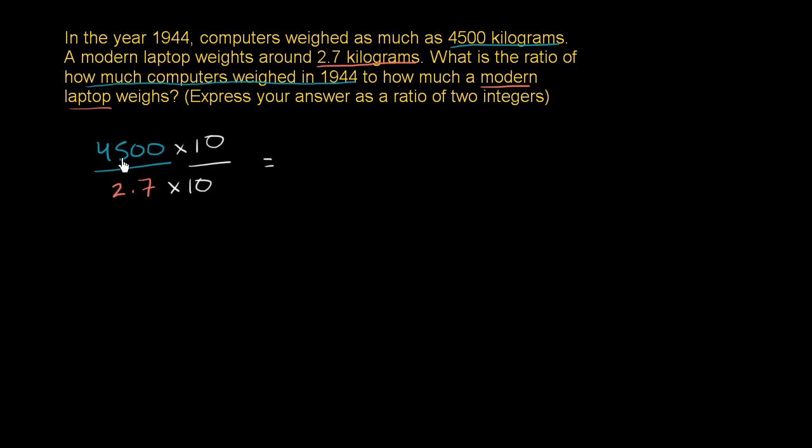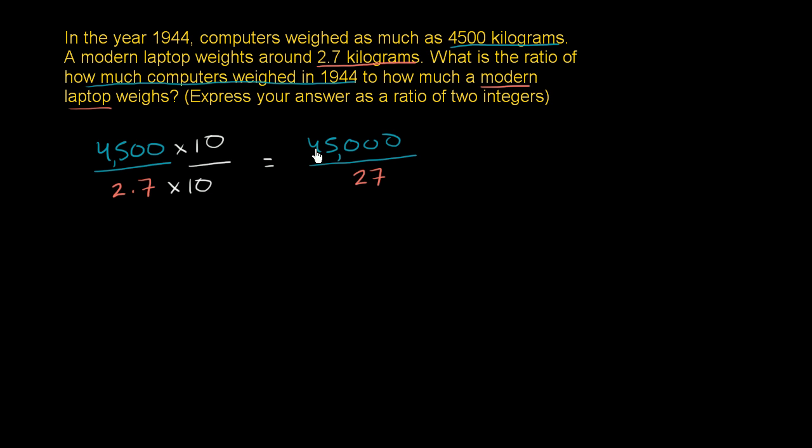Well, in the numerator, 4,500 times 10 is 45,000. Put a comma here, it makes it a little bit easier to read. And in the denominator, and this is the whole point of why we multiplied by 10, 2.7 multiplied by 10 is 27. So we've now expressed our answer as a ratio of two integers. So this is completely legitimate, but we could also simplify this.